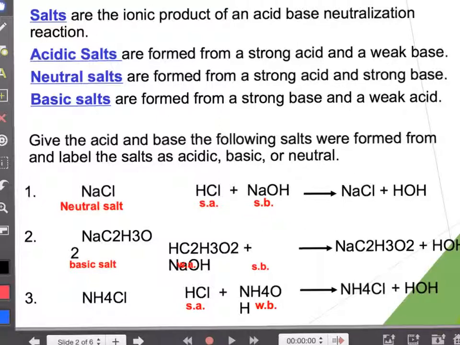Now the way we determine what the product is: the positive on our acid, which is our hydrogen, and the negative from our base, which is the OH, come together. And when we have HOH, that makes water. What is left over becomes our salt. Now since sodium is positive, it will go first. Chlorine is negative, it will go second. We do have to remember that sodium has a +1, chlorine has a -1, crisscross, and we get NaCl.